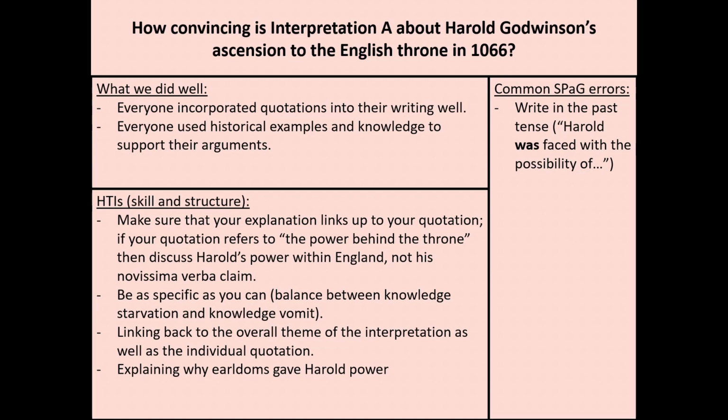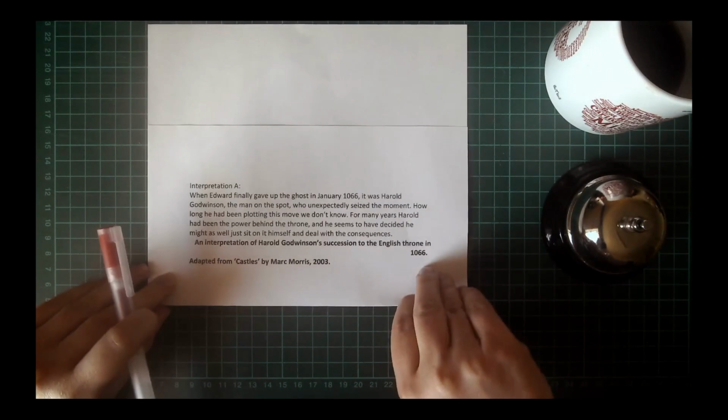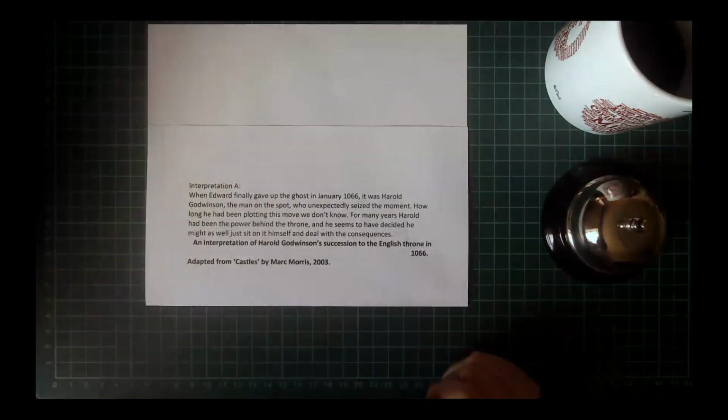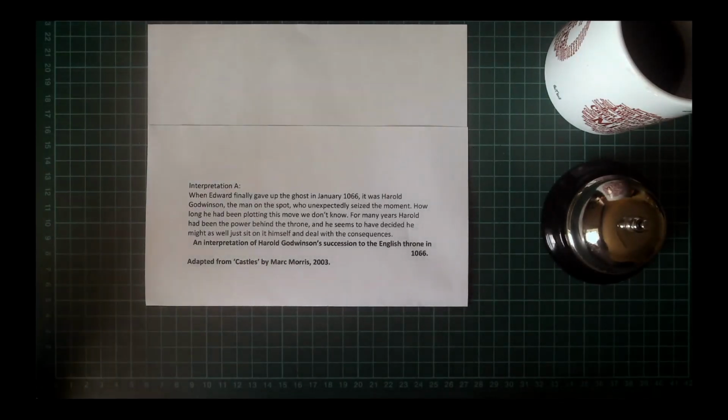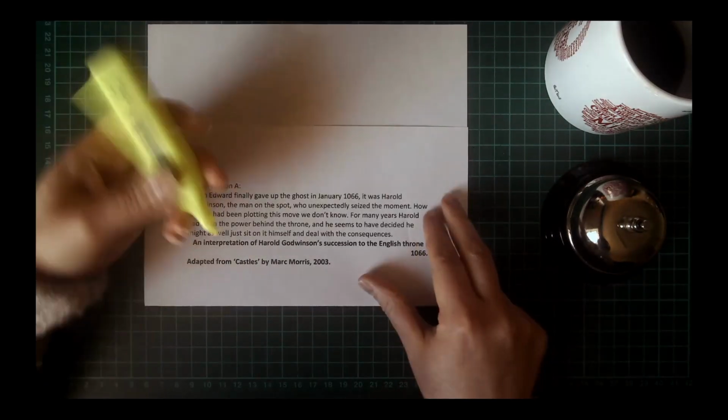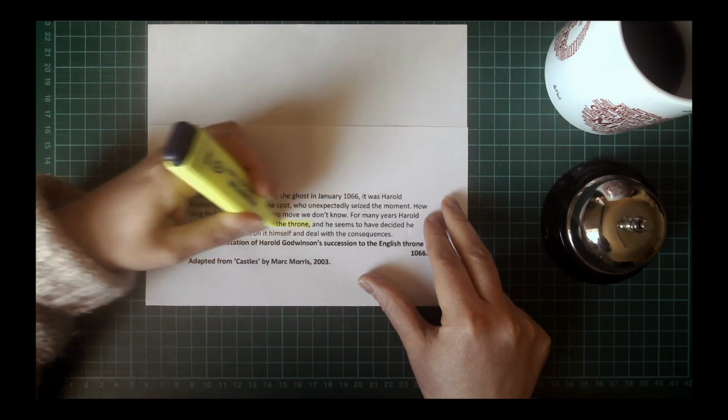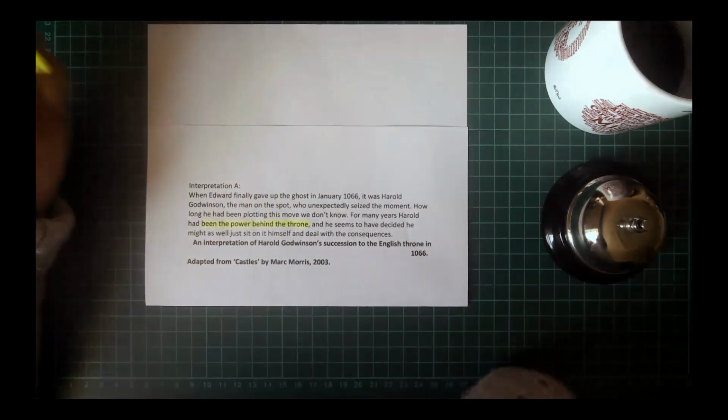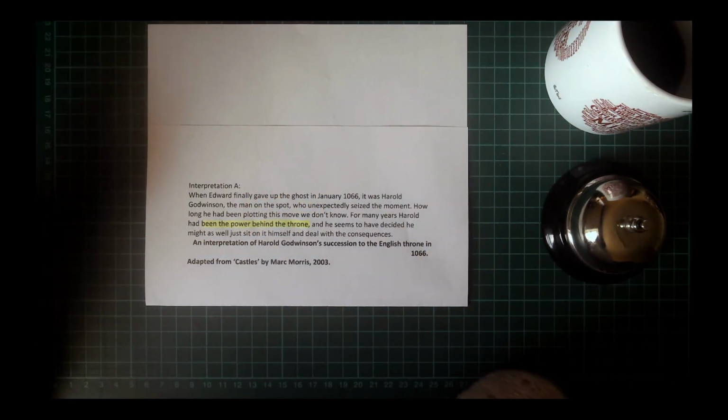So let's switch over onto our visualizer once I've folded my paper over, so that we can have a look at what I mean by this particular bit of feedback here. So visualizer, there we go. Okay, so this is the interpretation that you were working with. Most of you focused on this quotation here, Harold being the power behind the throne.